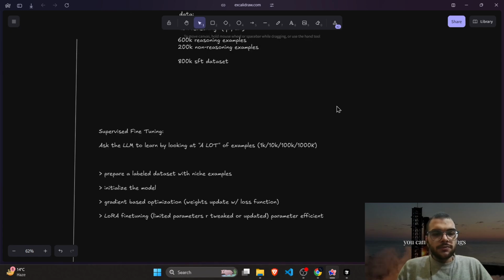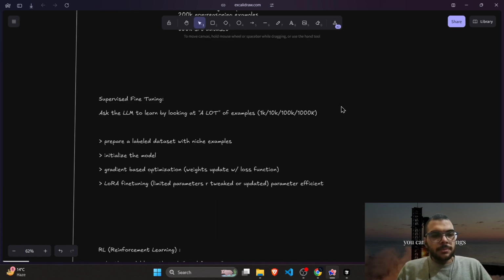So let's talk about supervised fine tuning. As I mentioned earlier, it is the most basic approach by which you can fine tune LLMs for niche applications. You ask the LLM to learn by looking at a lot of examples. There are two types of learning. One is learning by looking at examples, and the second is learning by trial and error. For supervised fine tuning, or supervised learning, you give input and you show the model the output for that input, and then the model tries to replicate that kind of output for similar kinds of inputs.